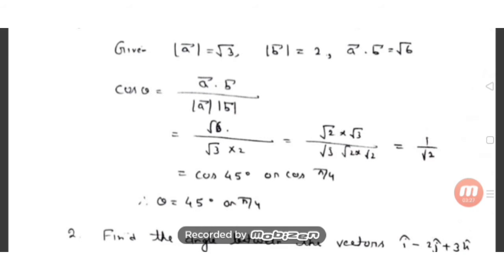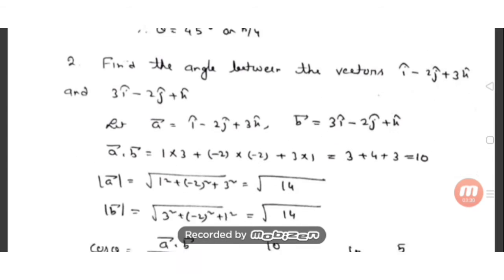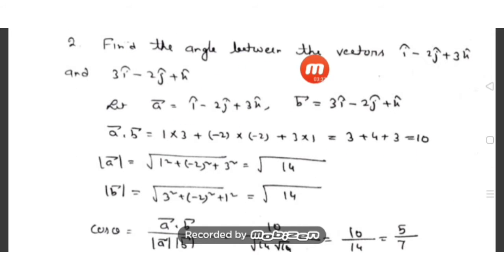Now let us go to the second question. Your question number 2 is, find the angle between the vectors i cap minus 2j cap plus 3k cap and 3i cap minus 2j cap plus k cap. So you see here also we have to get the angle between the vectors, but in this case the vectors are given in component form. In the previous question the values were directly given, but here the component form of vectors is given. So you know already that if the vectors are given in component form, then we know how to get their dot product, and also we know how to get the magnitude of the vectors.